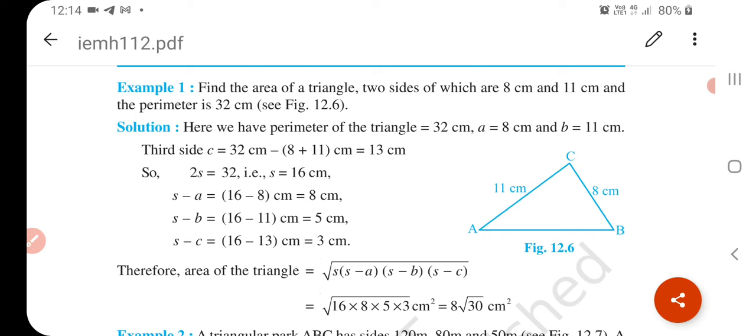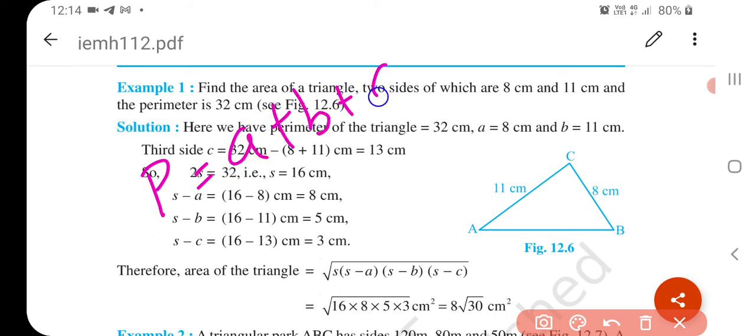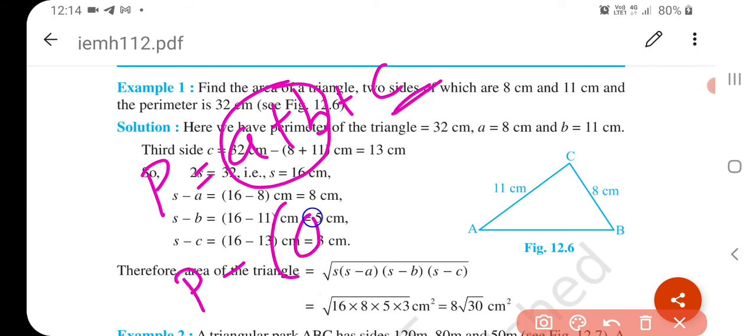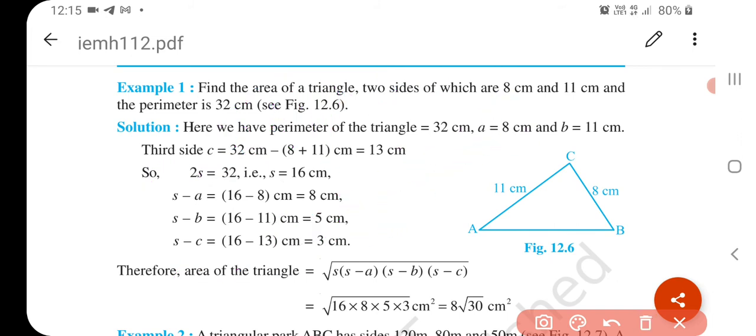Third side C is equal to... we can find the third side. We know that perimeter is equal to the sum of all the sides. If the perimeter is given, P is equal to A plus B plus C. If A and B are given and we want to find C, then C is equal to P minus (A plus B). So this way you can find C. So C is equal to 32 cm minus (8 plus 11), so we get 13.